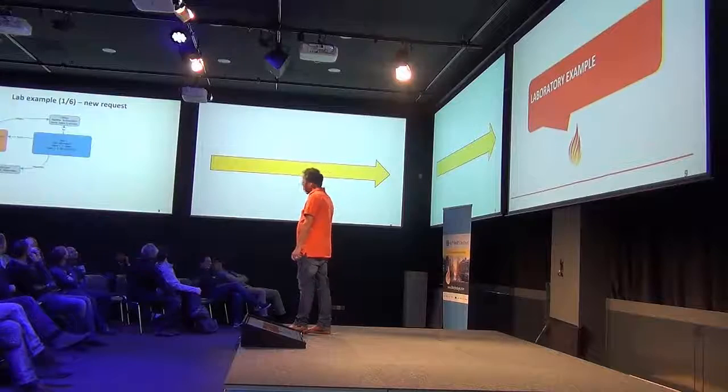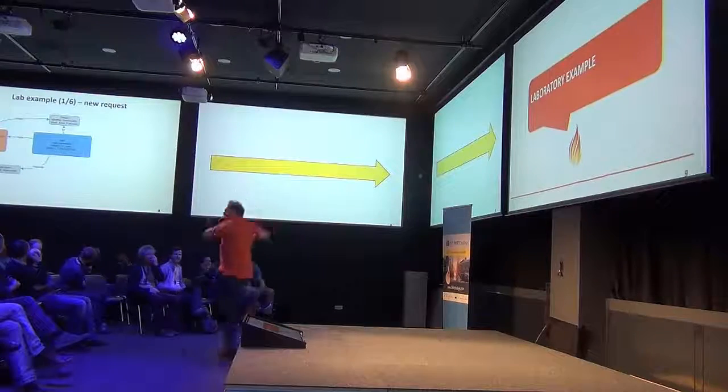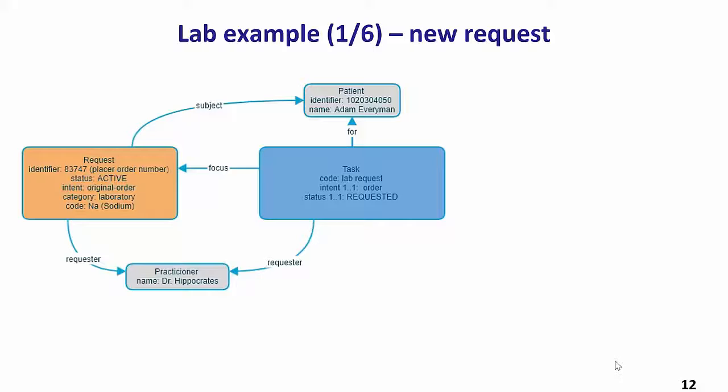Okay? So we start with our new request, right? So this is the part of the information model created by the placer system. They create a request with their own identifier, a unique identifier, status active. It's an active request for a sodium test in the category laboratory. And they create a task to indicate to any party out there that is willing to perform this particular lab test that this thing is now requested.